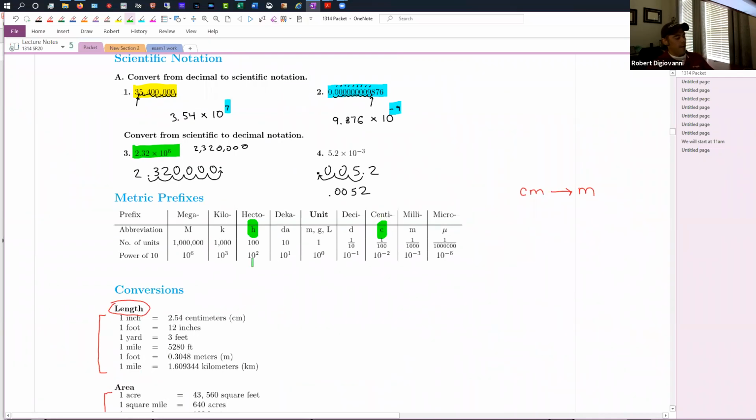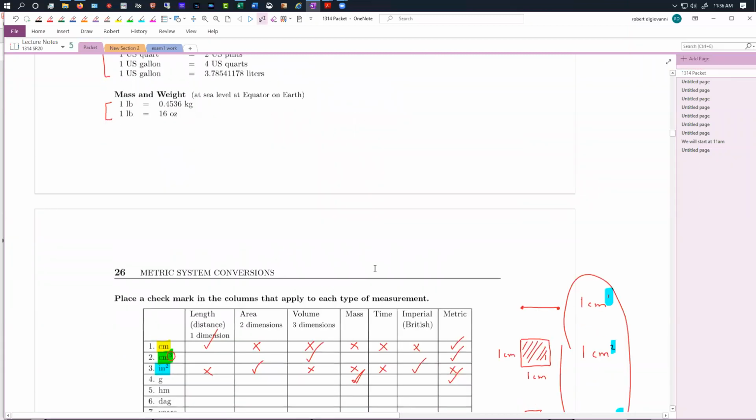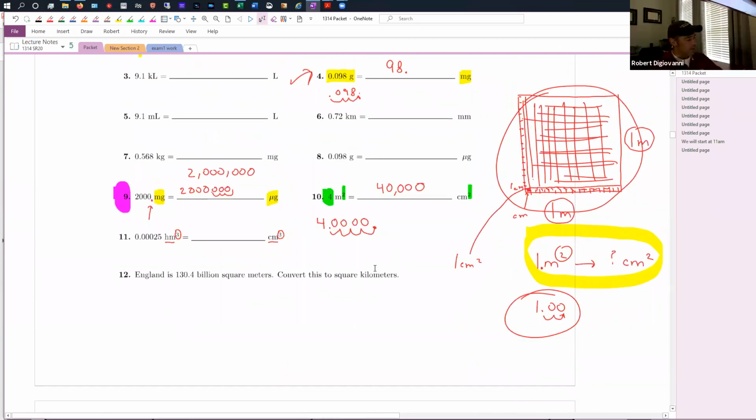So how do we get there? We have to move 1, 2, 3, 4 places to the right. But because it's cubed, we're going to have to do 4 places, 3 times. So how many spaces are we actually going to move? 12. So we're going to take this 0.00025 and we are going to move it 12 spaces to the right. 1, 2, 3, 4, 5, 6, 7, 8, 9, 10, 11, 12. Put a decimal point there. Fill in all the zeros.